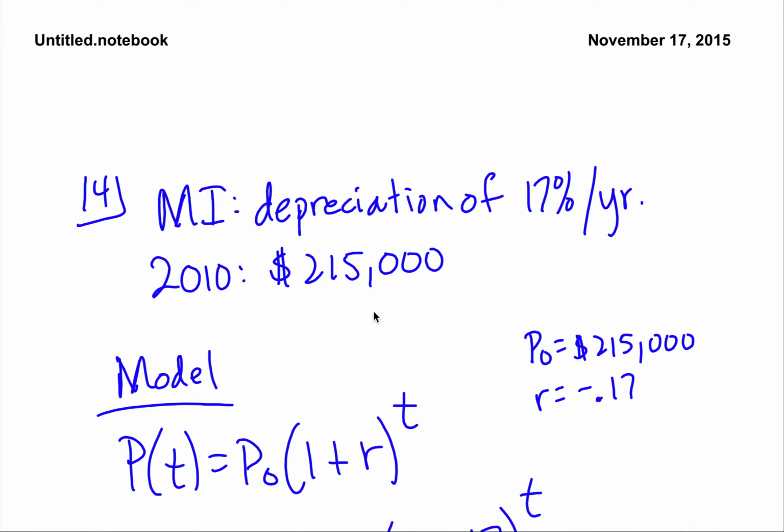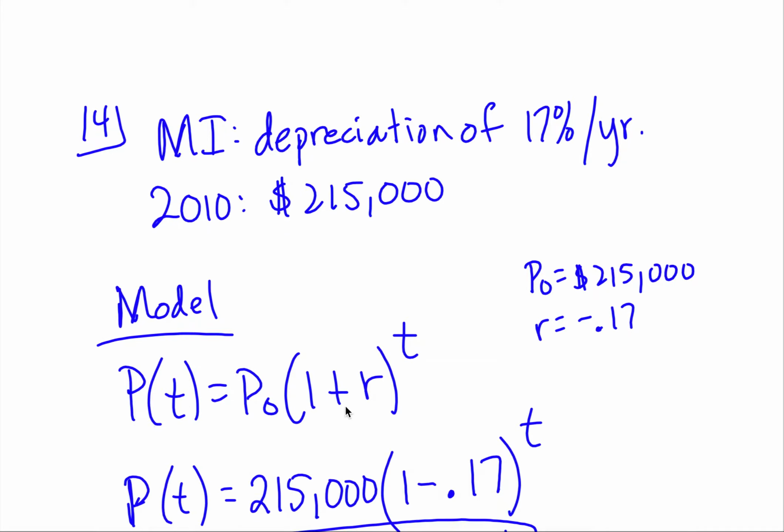Granted, people were definitely living in the state way before that, but this is just when we want to start counting from. So this is the value we're going to put in for our P0, and our R is 0.17 per year, but since it's depreciating, that makes it negative because it's getting less and less. Now, because it's also a percentage per year, it is actually an exponential growth model. So I will write down my model.